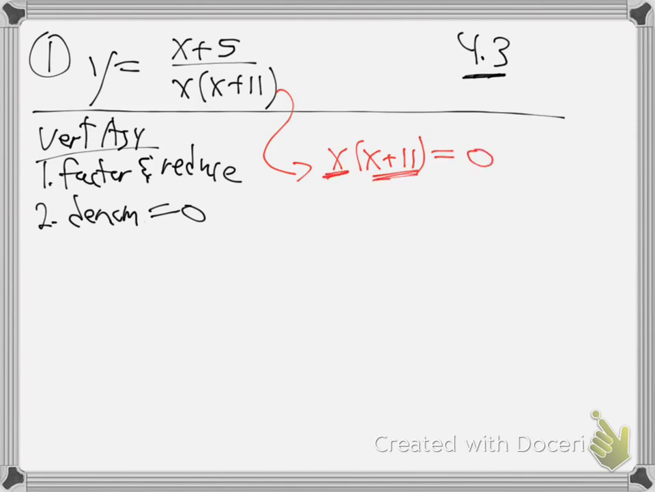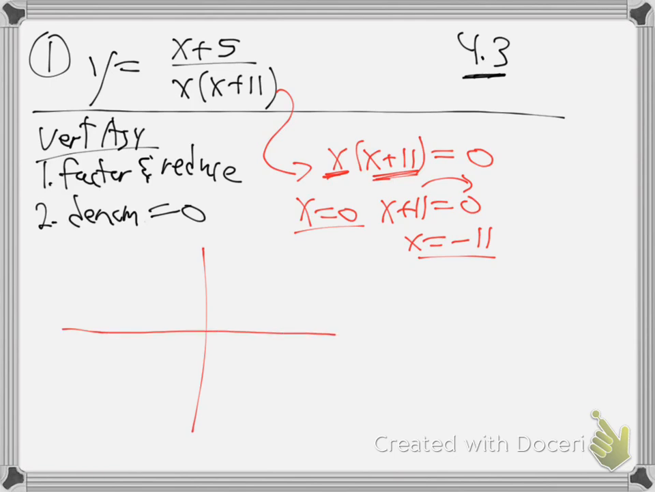Either part. Two things are timesing to be 0, so either part could be 0 to make that happen. The x alone could be 0, or the x plus 11 could be 0, and move that over, which means minus 11. So x could be 0 or minus 11. And what that means on the graph, I think you know, is that there would be vertical asymptotes back here at negative 11 and at 0.